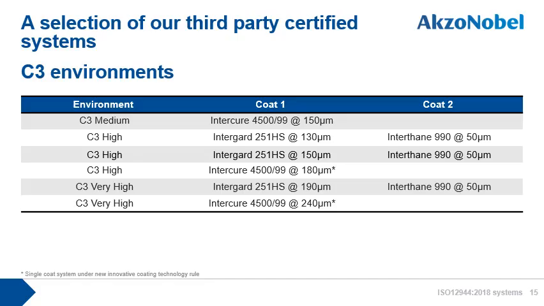On this slide, we have a selection of our coating systems for C3 environments. As you can see, we have both single coat and two coat options for C3 environments for all durability categories. The single coat options using our Intercure 4500 or Intercure 99 products is based on polyaspartic technology, which combines excellent corrosion protection with exceptional aesthetics in terms of gloss and color.